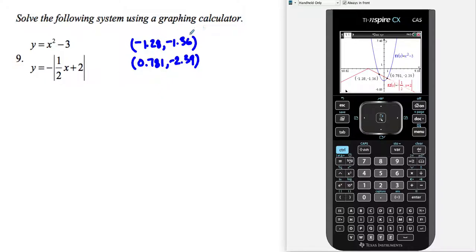So those are the solutions to this system of equations here. We have a parabola and an upside down absolute value function. Those are the 2 points where if we take the input, plug it in, we get the same value out for the outputs there. So this is problem number 9 from the chapter 4 review.